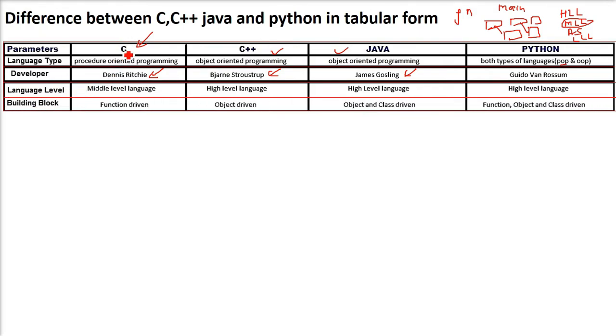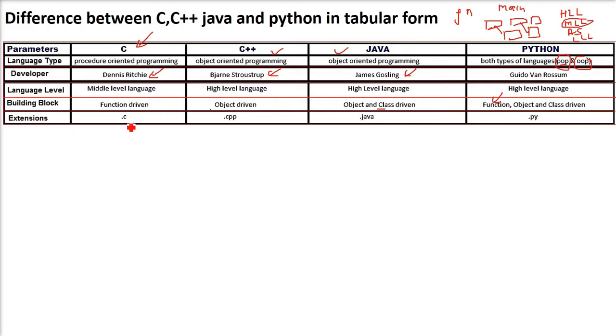What are the building blocks? In C, everything is a function. C++ is object driven. Java is object and class driven. Basically, both are object and class driven. You have to make a class and you have to make an object. But in Python, objects and classes are always there, but we have functions also because it is both procedure-oriented and object-oriented programming.